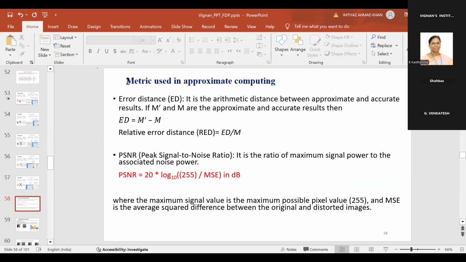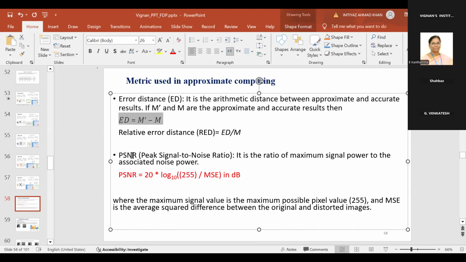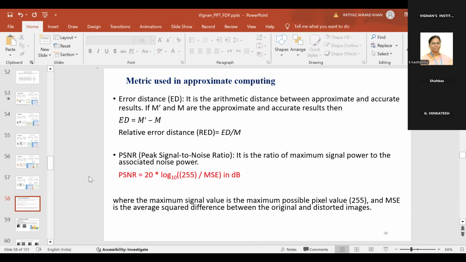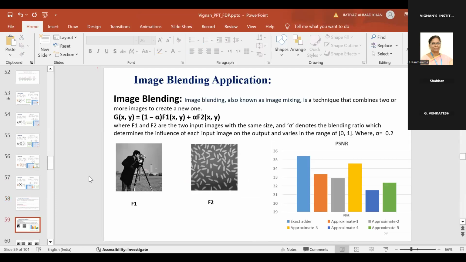After that, I'm using matrix approximate computing. Error is calculated using MATLAB, and PSNR, peak signal to noise ratio, is also calculated in MATLAB. After approximating using that logic, I use it for image processing and take the value of PSNR for image blending. Image blending is mixing two images to create one image, using approximate adders for this.